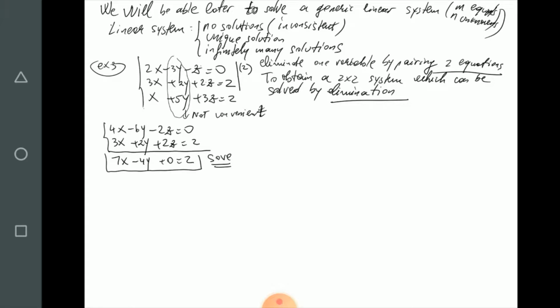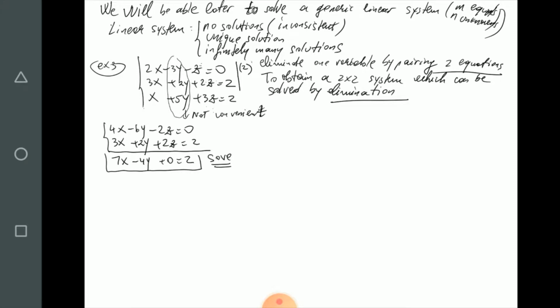I could use the first and the second. Excuse me, I used that already, right? I could use the first and the third, or the second and the third, to eliminate z. Again, the first and the third is the most convenient one because I don't have to multiply two coefficients. If I chose the second and the third, I'll have to multiply this one by minus 3, let's say, and the third one by 2 to make the signs opposite.